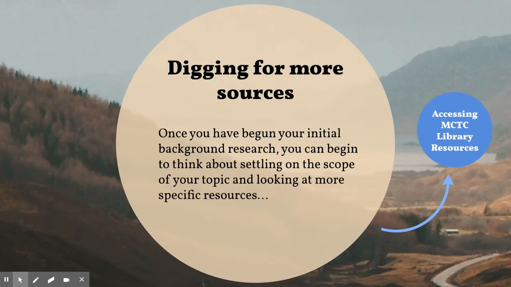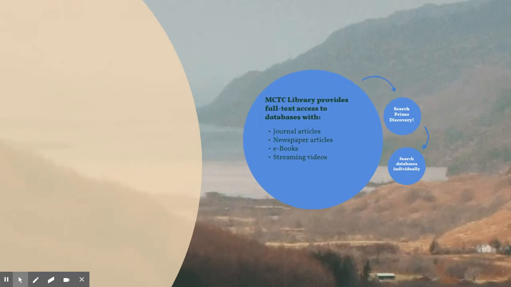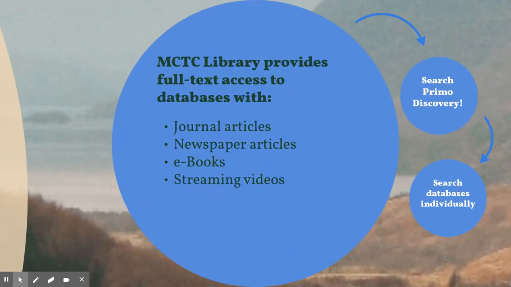Digging for more sources. Once you have begun your initial background research, you can begin to think about settling on the scope of your topic and looking at more specific resources. Accessing the MCTC library databases. MCTC Library provides full-text access to databases with journal articles, newspaper articles, ebooks, streaming videos, and more.